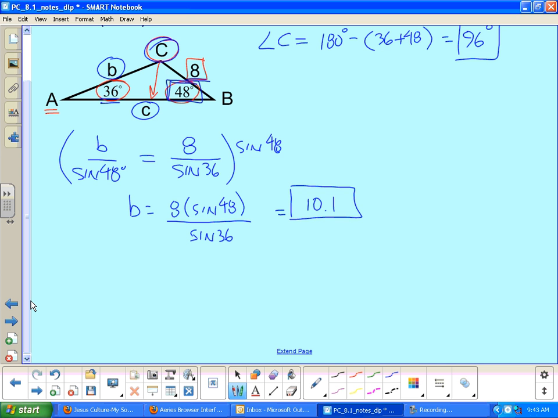So I have to have my relationship of C and its angle equal to a known side and a known angle. Now I have two choices, but I would always recommend using the choice that was given to you. I would always use the 8 and the 36 relationship because those were given to us. We know their exact values. This 10.1 might not be an exact value. So we're going to set it up like this. C over the sine of 96 degrees is equal to 8 over the sine of 36 once again.